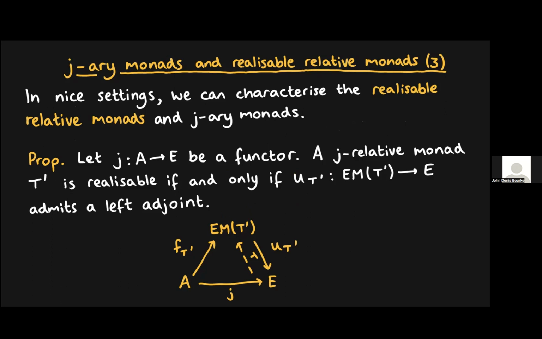And there's a very nice characterization result, which says that if the forgetful functor from the category of algebras of the relative monad has a left adjoint, then the induced monad of this adjunction corresponds to the relative monad in this way. So the relative monad is realizable, and the induced monad is J-ary, and the two correspond under the equivalence. So realizability is essentially just an adjointness condition.